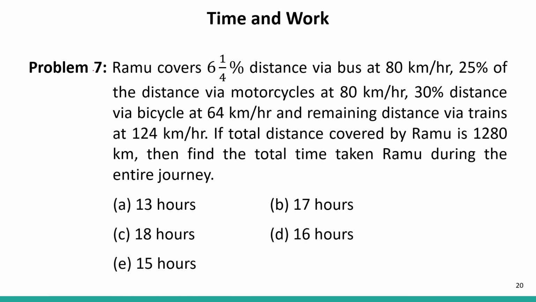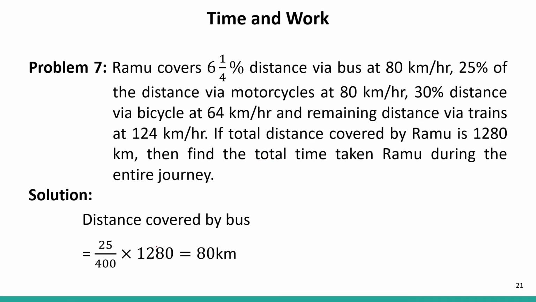So let's go forward with problem number 7. Ramu covers 6 and 1/4% of the distance via bus at 80 km per hour, 25% of the distance via motorcycle at 80 km per hour, and 30% of the distance via bicycle at 64 km per hour. The remaining distance is via train at 124 km per hour. If the total distance covered by Ramu is 1280 km, then find the total time taken by Ramu during the entire journey. Is it 13, 17, 18, 16 or 15? That is what we want to uncover.